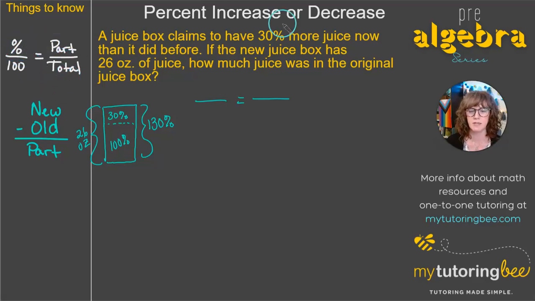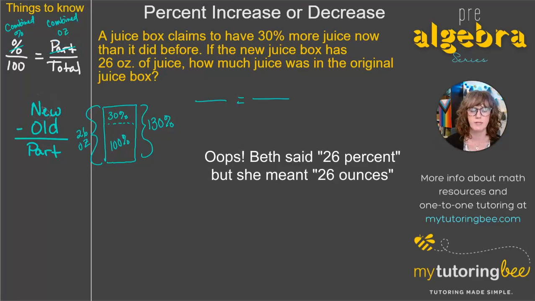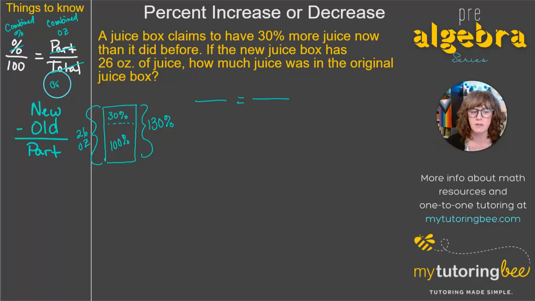Instead of just the percent, we don't want to use 30%. We want to use the combined percentage. And same with the part. We actually don't know how many ounces exactly this is yet, so we want to use the combined ounces, which we know is 26. And then for the total, that's going to be the original amount, and that's the part that we don't know, so we're going to use our variable in that spot.